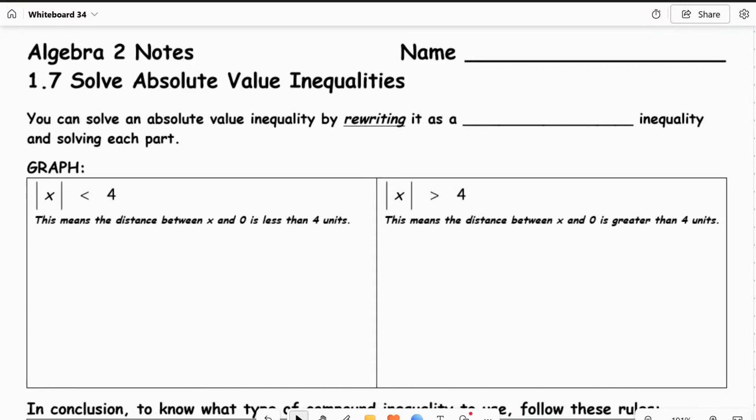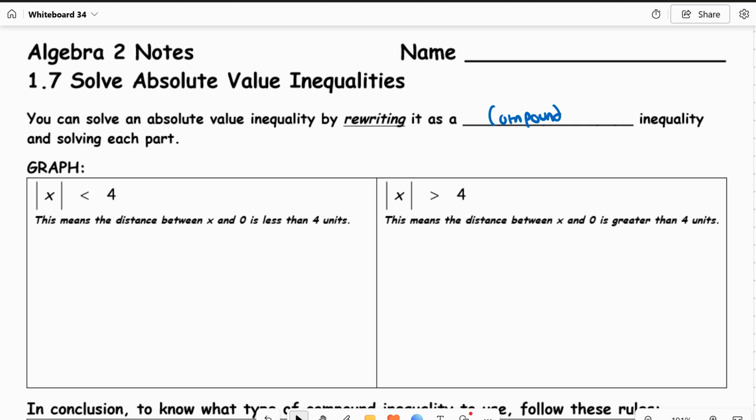1.7 day 2 is on solving absolute value inequalities. So when you're solving absolute value inequalities, you can rewrite this as a compound inequality and solve each part. But the question is, when do we have "and" compound inequalities and when do we have "or" compound inequalities?